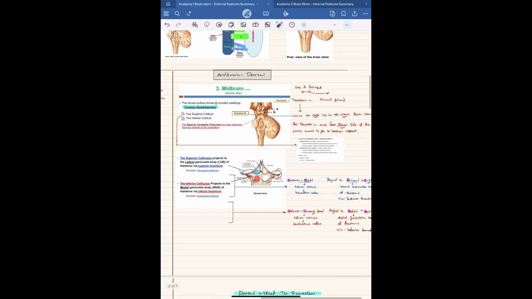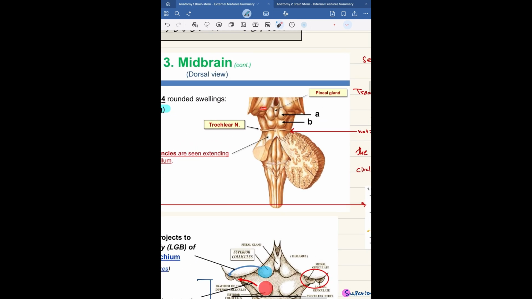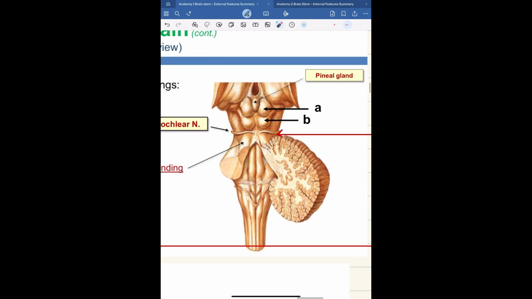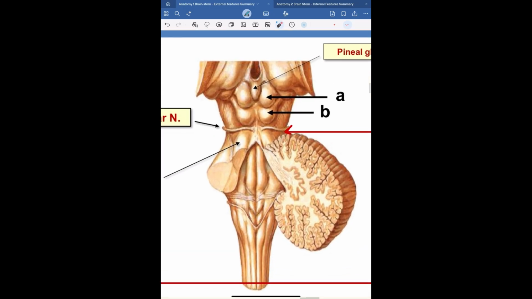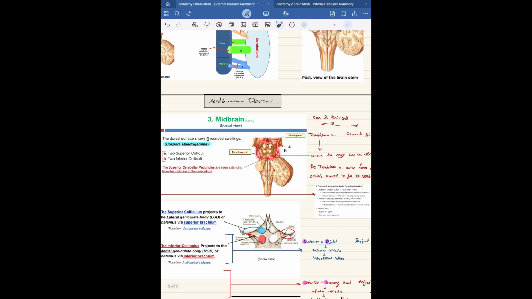Now, when you take a look at the midbrain dorsally, it's very simple. You will see an area called the corpora quadrigemina, which is composed of 2 superior colliculi and 2 inferior colliculi. And in between them, from the superior part, you will see the pineal gland. As simple as that. Now, I told you about the trochlear nerve, right? See how it arises from the dorsal aspect? It arises from the dorsal aspect and it circles around and reaches the ventral aspect. That's simply it when you want to detect anything here.